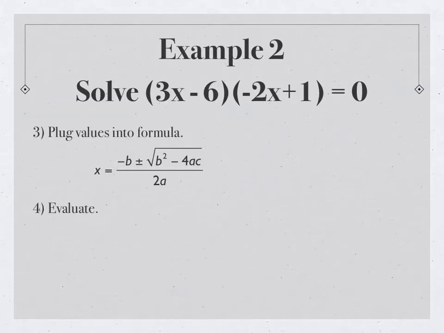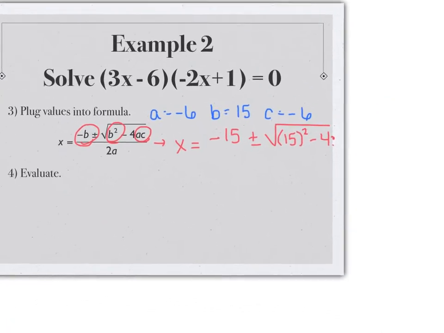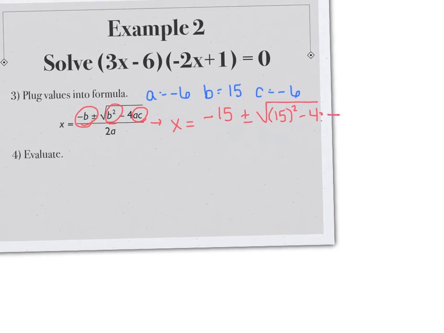Alright, let's plug those in. Again, here I'm just rewriting so that I have the numbers readily available. A was negative 6, B was 15, C was also negative 6. Okay, and let's plug those in here. So x equals negative b, which would be negative 15, plus or minus the square root of b squared, which would be 15 squared, minus 4 times a times c, so that'd be 4 times negative 6 times negative 6, all over 2 times negative 6.